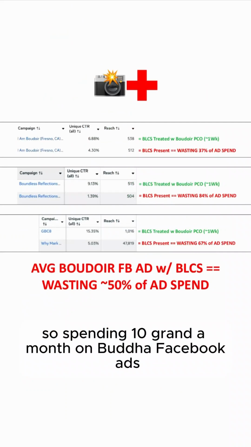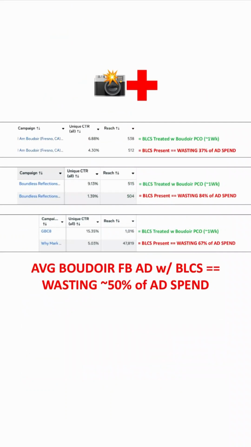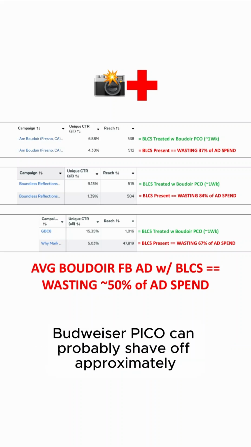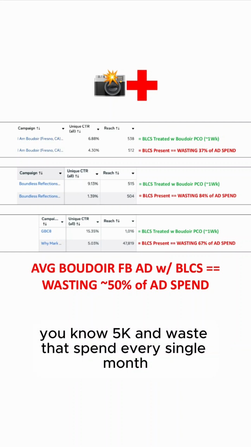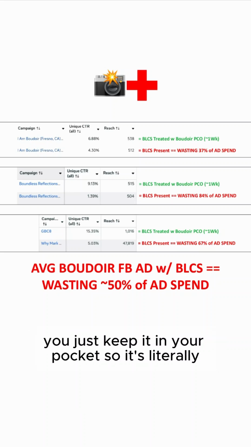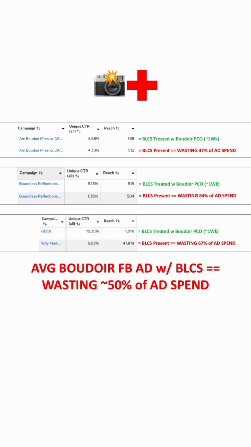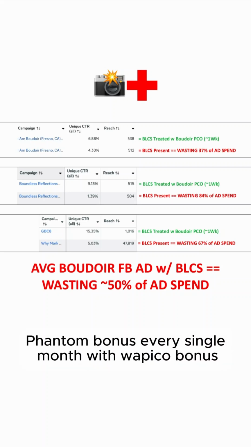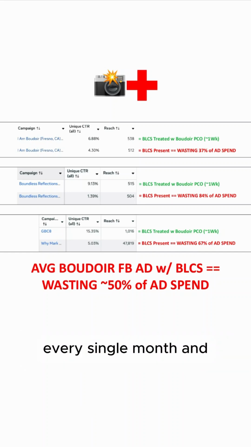So spending 10 grand a month on Boudoir Facebook ads, that means, if the Boudoir Facebook ads have BLCS, Boudoir Pico can probably shave off approximately 5K in wasted ad spend every single month. And you simply don't spend that. You just keep it in your pocket. So it's literally 5K phantom profit, phantom bonus every single month, Boudoir Pico bonus every single month.